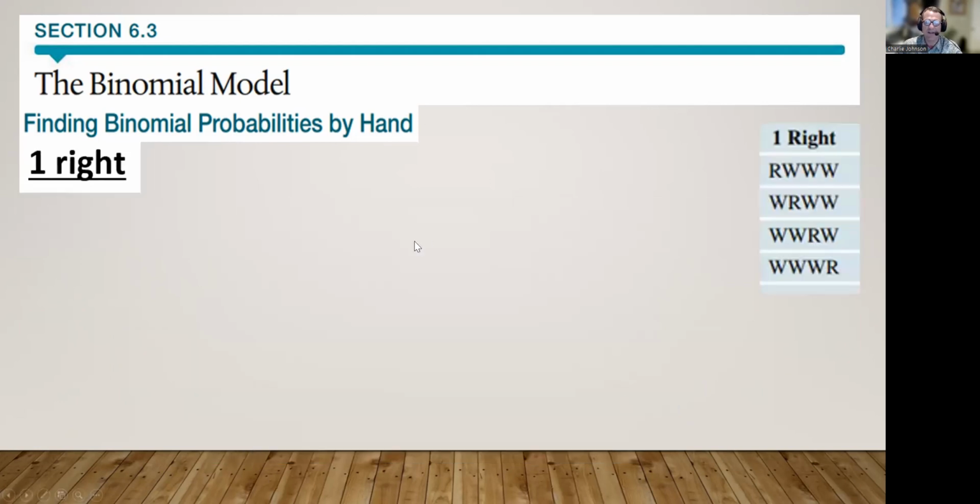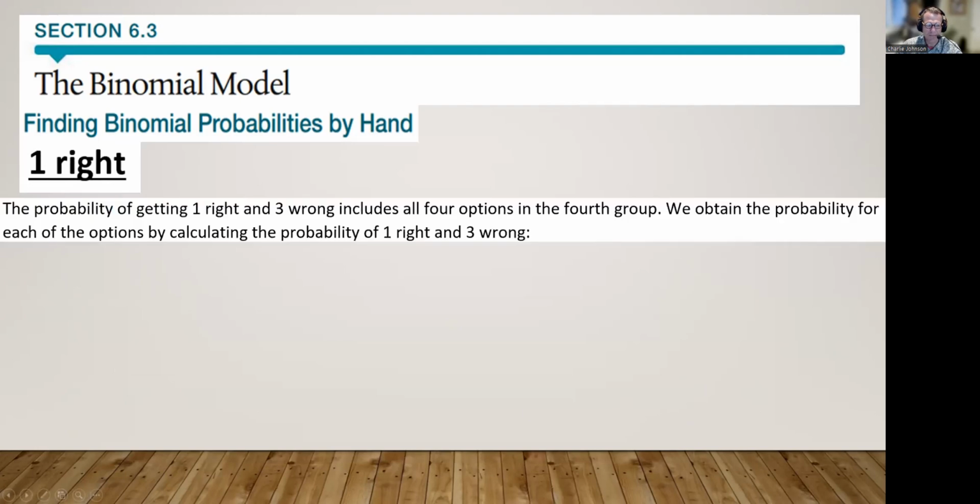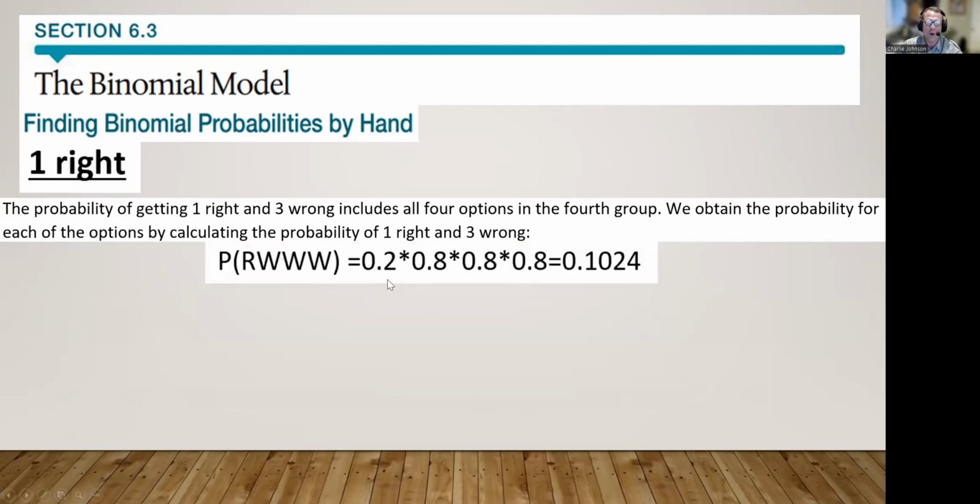Now, 1 right. We saw 4 different ways that can occur. So that includes all options in the 4th group. So we're going to obtain the probability for each of these options by calculating the probability of 1 right and 3 wrong. So now we only have 1 right. So we're only going to have one 0.2 in there. And then 3 wrong, we have to multiply by 0.8 3 times, which gives us 0.1024.